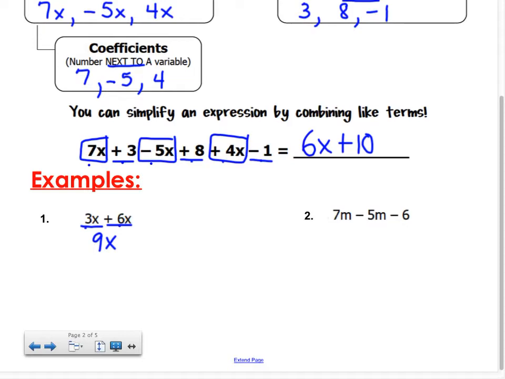For number 2, let's look at what we have here. 7m and negative 5m are like terms. That 6 is a constant term. It's not a variable term. So let's combine the 7m and the negative 5m by combining the coefficients. 7 minus 5 is 2. So that's 2m. And we bring down the minus 6 because there's no other constant terms to combine with it.